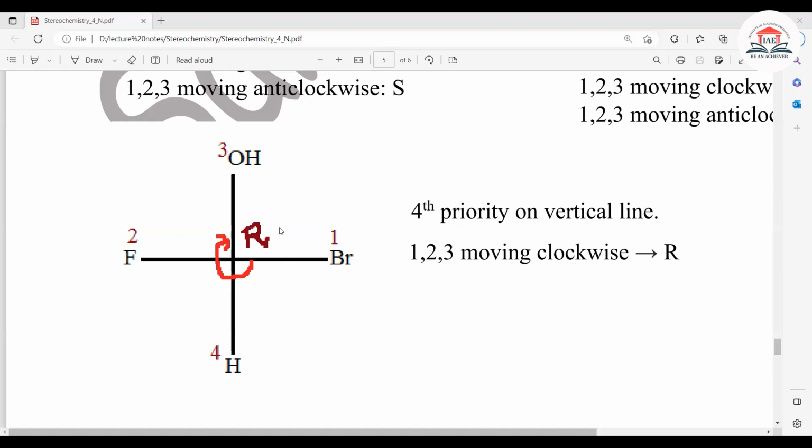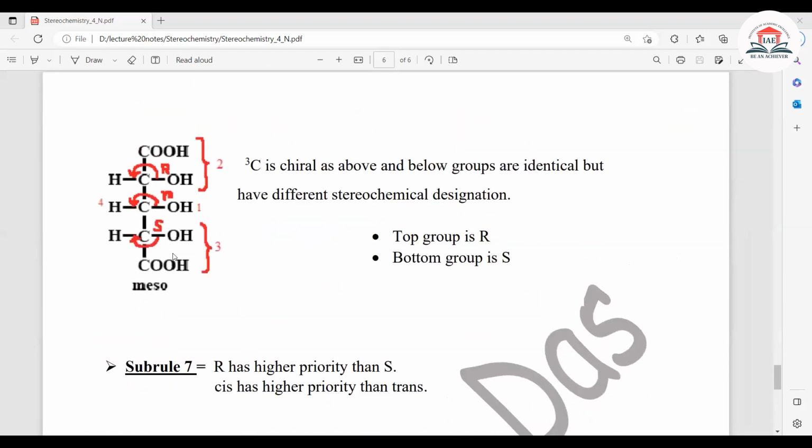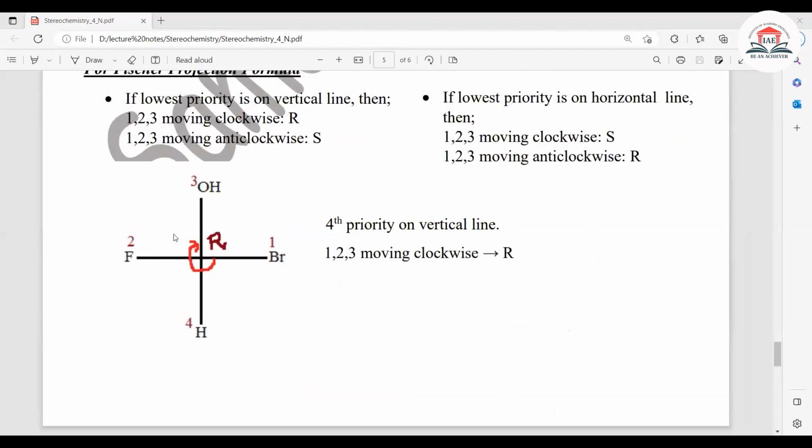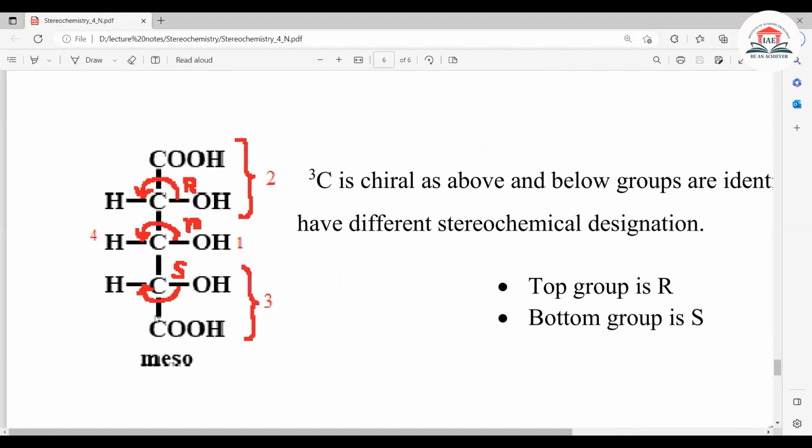Clockwise. So that means it becomes R configuration. Why? Because hydrogen is in the vertical line. Okay, but if the hydrogen is in the horizontal line, then clockwise rotation gives S, anti-clockwise gives R. Okay, here it is written: if the lowest priority is on the horizontal line, 1, 2, 3 clockwise is S, anti-clockwise is R. Okay, like this example, a similar example I was mentioning earlier for the meso-active isomer.